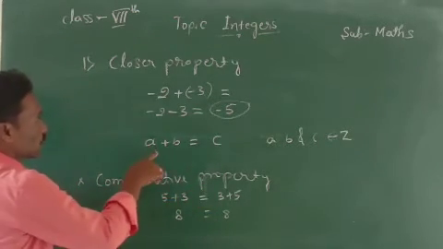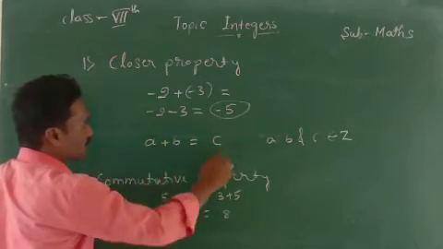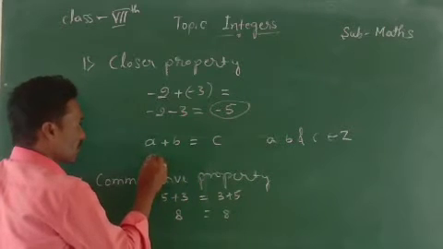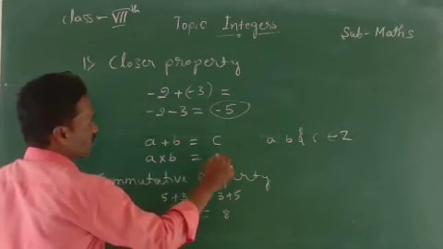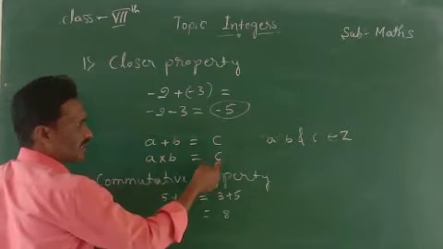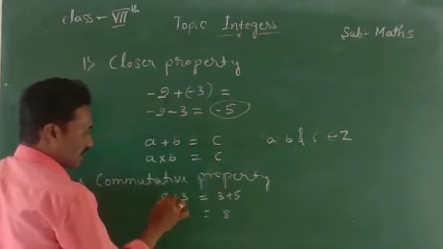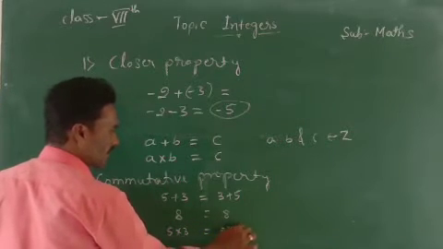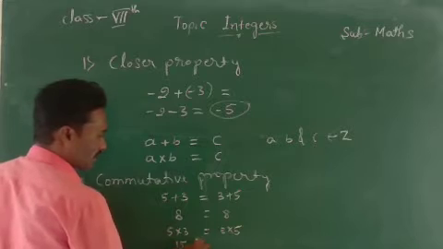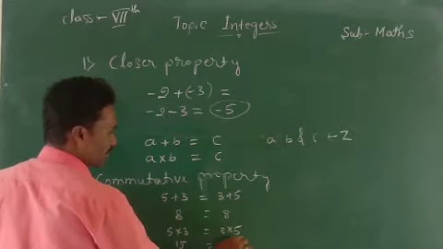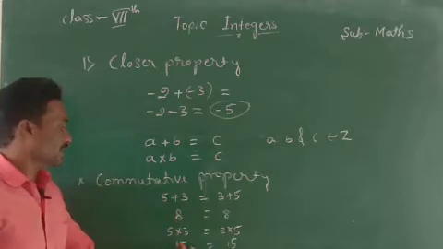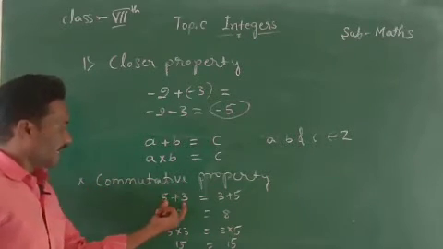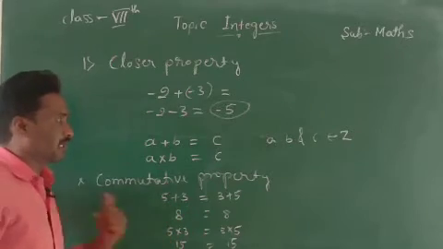So this is the closure property of addition, and the closure property of multiplication also comes: a into b will give c, another integer. Here also 5 into 3 is equal to 3 into 5. Does any value change? No. 5 times 3 is 15, and 3 times 5 is 15. The value is the same. This is known as the commutative property of addition and the commutative property of multiplication.